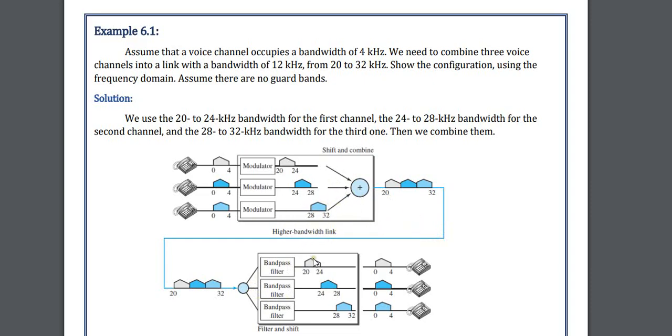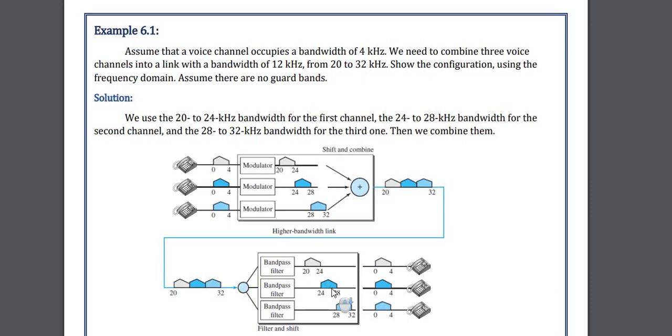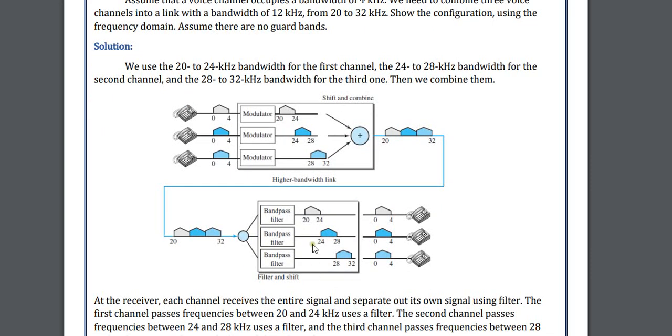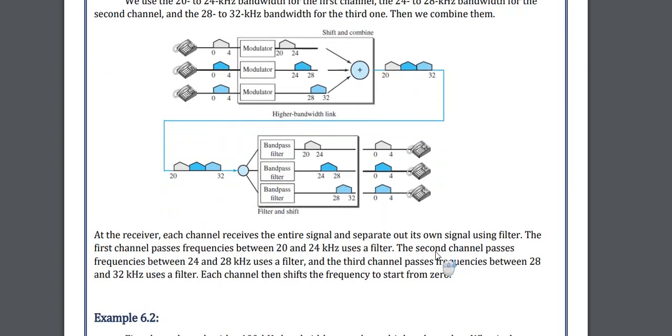Here is the sender side and this is the receiver side. After receiving the signal, it will divide it by their frequencies, where 20 to 24 is for this one, 24 to 28 for this telephone, and 28 to 32 for this telephone. That's how the FDM works, and this function is for multiplexing and this function is for demultiplexing.